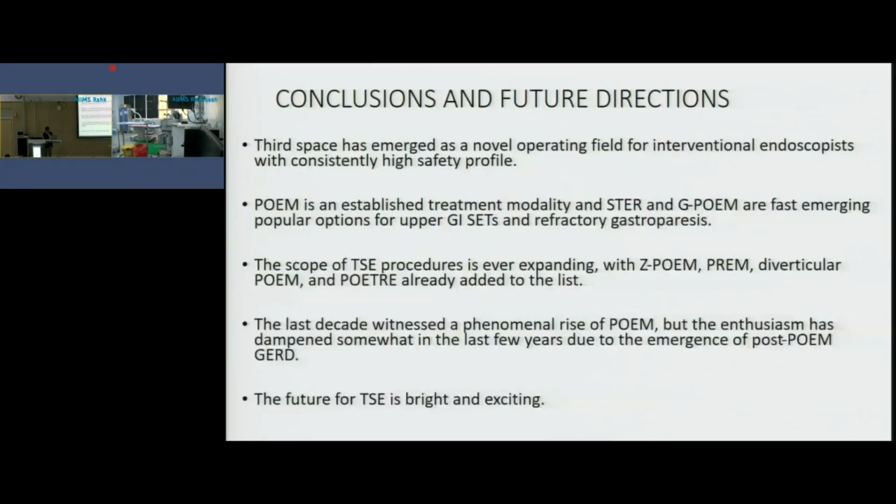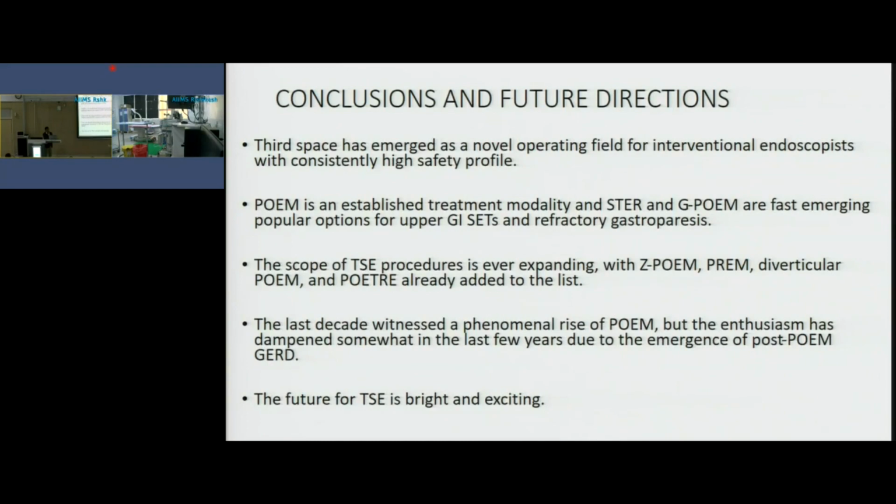So to conclude, third space has emerged as a novel operating field for interventional endoscopy with a consistently high safety profile. POEM is an established treatment modality, and STAR and G-POEM are emerging popular options for upper GI subepithelial tumors and refractory gastroparesis. The scope of third space endoscopy procedures is ever expanding, with Z-POEM, PREM, diverticular POEM, and poetry already added to the list. The last decade has witnessed a phenomenal rise of POEM. But the enthusiasm has dampened somewhat because there is a lot of criticism about reflux, post-POEM reflux.